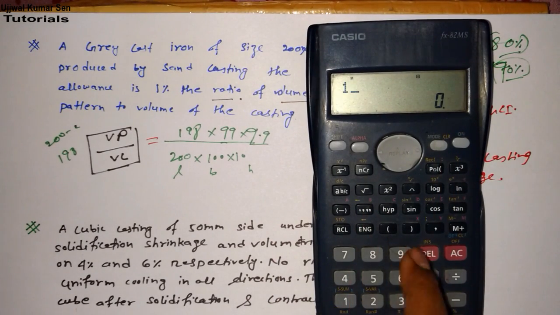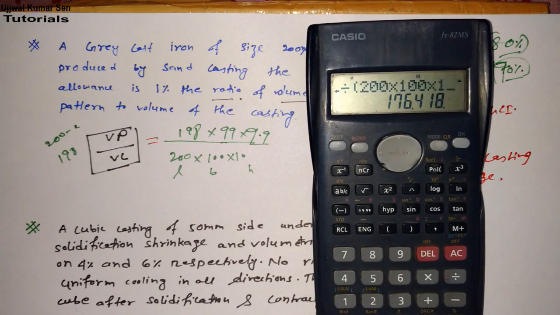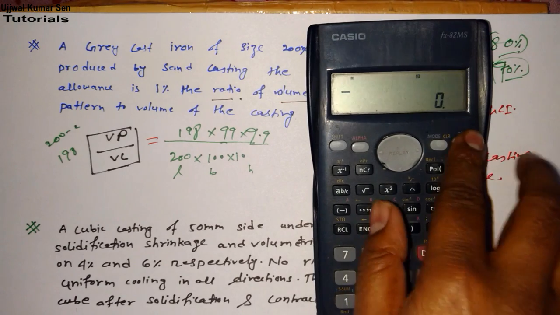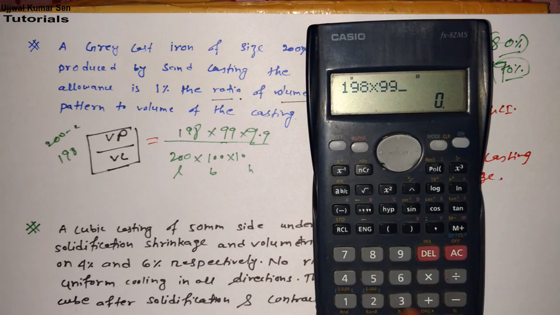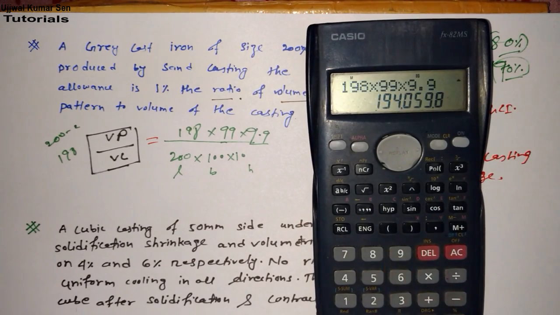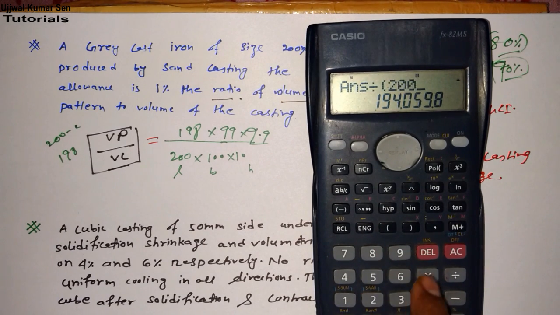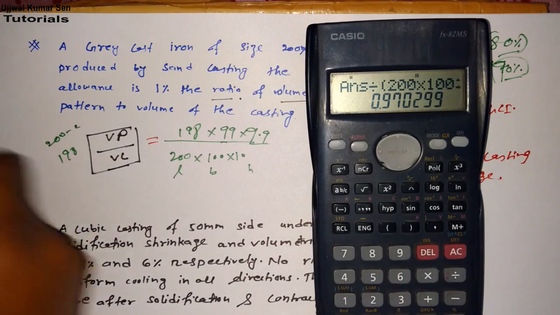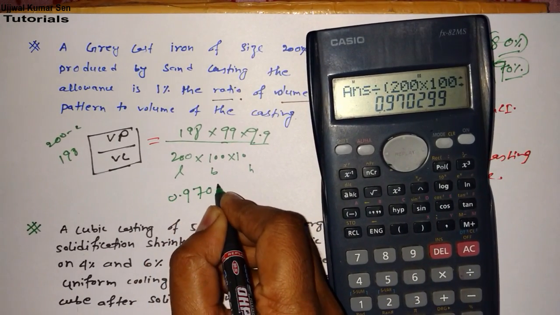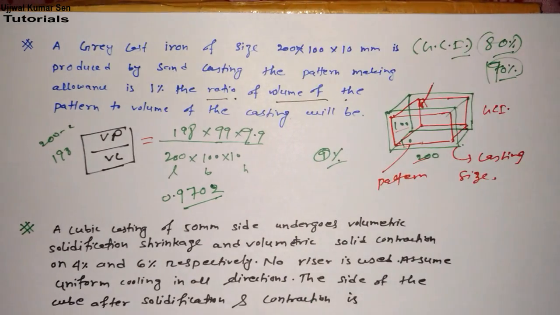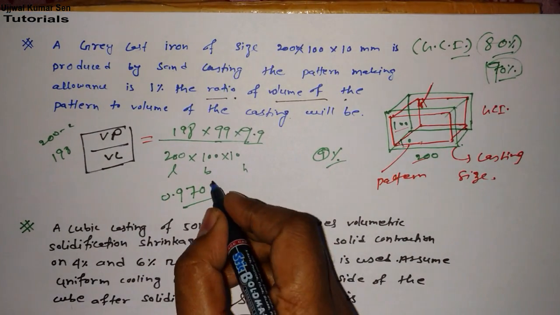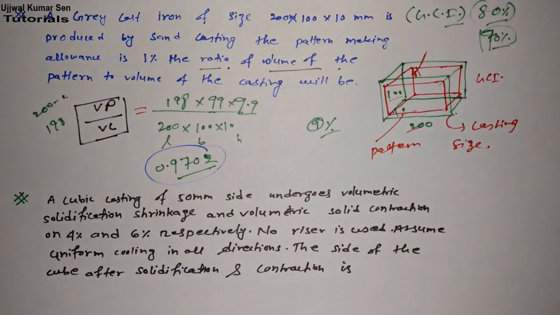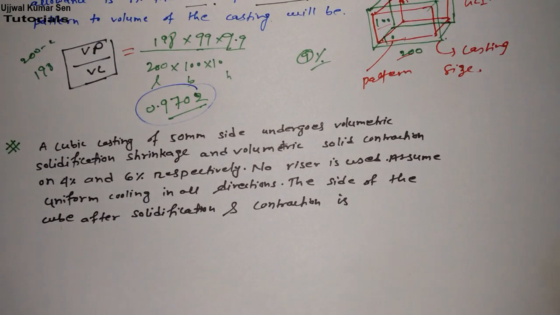I got a calculator. So 198 multiplied by 99 multiplied by 9.9, divided by 200 multiplied by 100 multiplied by 10. So what we got is 0.9702, it's a ratio. So the answer is 0.97. It's the right answer because I have already done this question. So there is no need to panic. I mean, you don't require any option, all that.